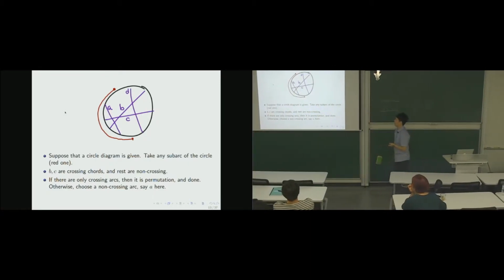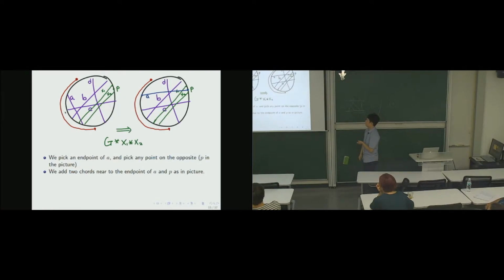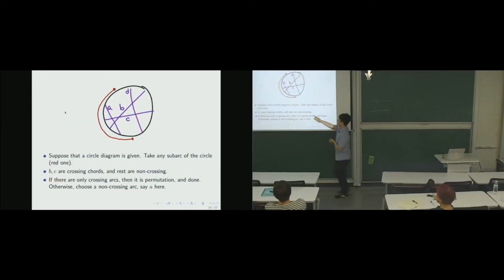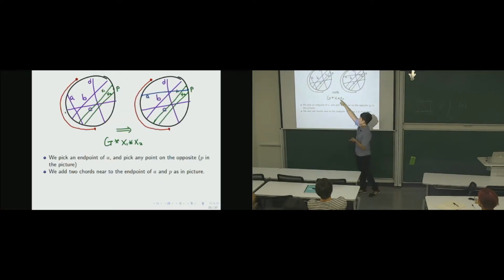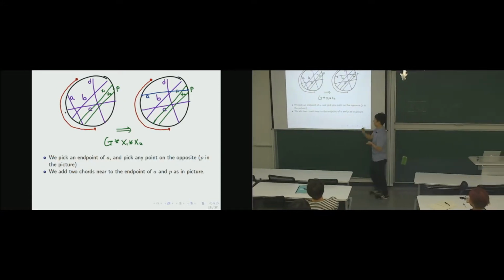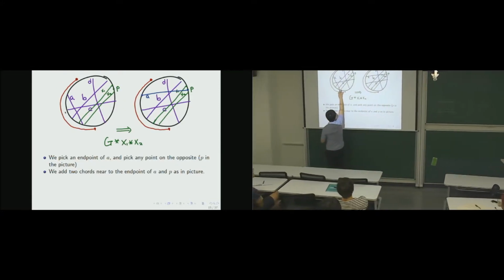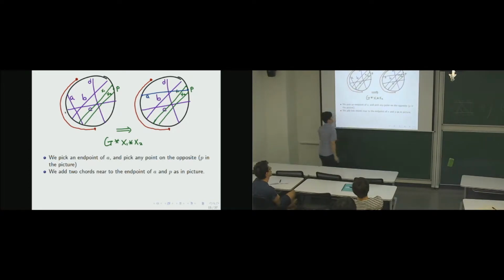So this is the thing. What you do is that you pick one endpoint of A, and then any point on the other part, let's say P. As in this picture, I pick an endpoint of A here, and then any other point P up there, and then we add some additional chords near the endpoint like this. For this endpoint, you distinguish these two, but the other part you just put close to P.